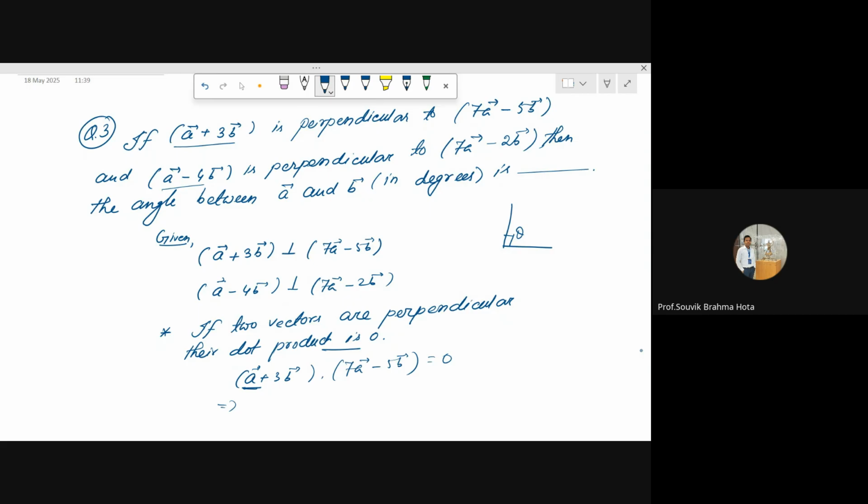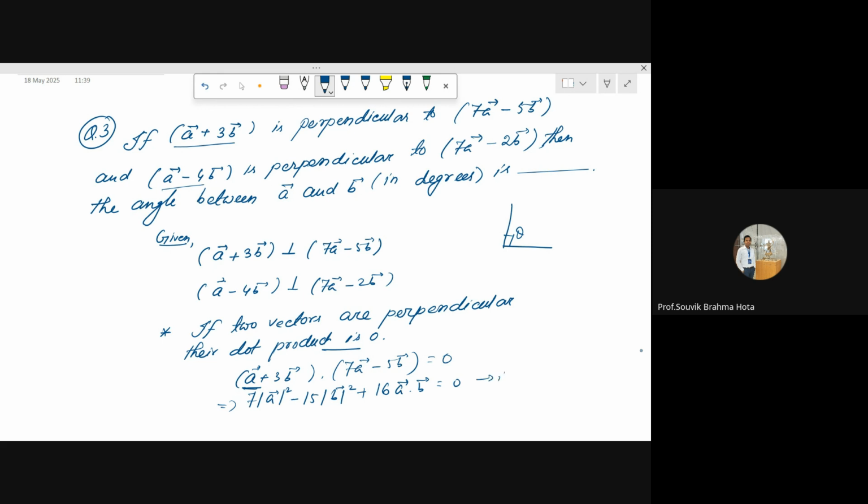So what you should consider: a and 7a give 7a square, and then minus 15b square. First I am taking the a square and b square terms, plus 16a dot b, and that is equal to 0.